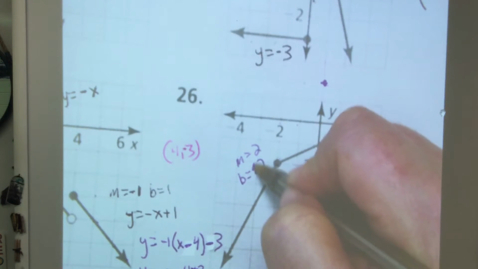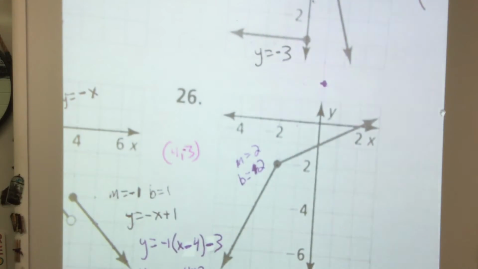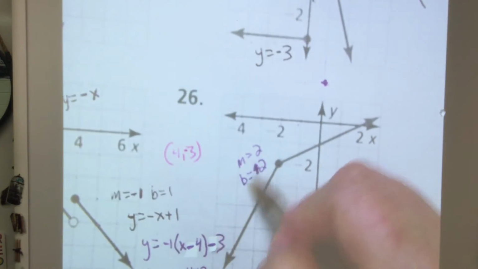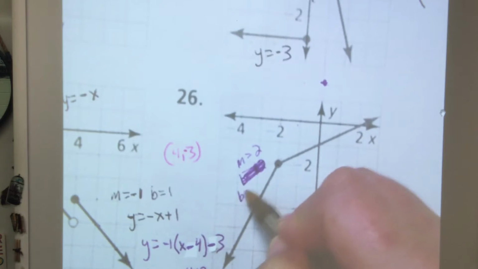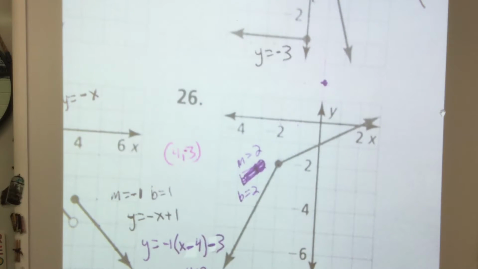Well, I'm all over the place with this. Let me just rewrite this one. B equals 2. I guess I kind of left out that both equal 2.